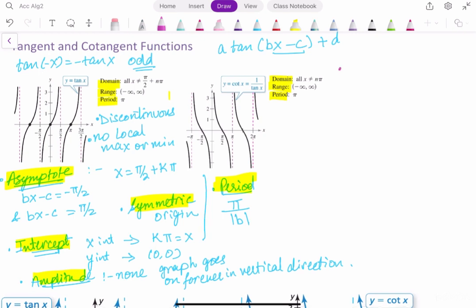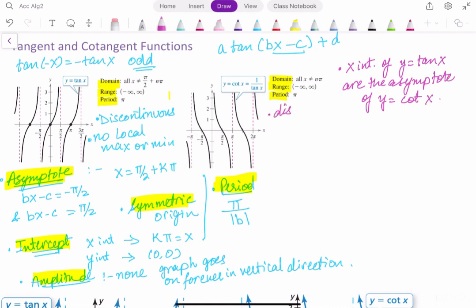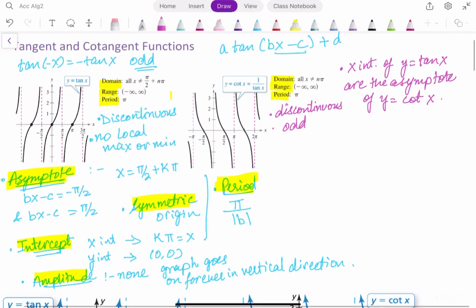We talked about the domain, range, and the period. Now let's talk about the x-intercept. One thing to make sure of is that the x-intercept of the tangent function will become the asymptotes of the cotangent function, because remember they are reciprocals of each other, right? So what was the x-intercept? The x-intercept was k pi, right? So that will become the asymptote. Again, this function is also discontinuous because it keeps on going forever in the vertical direction. It is an odd function. There are no local max or local min.